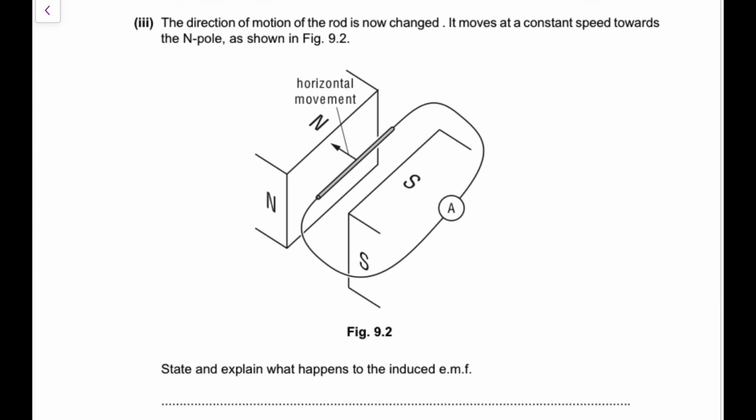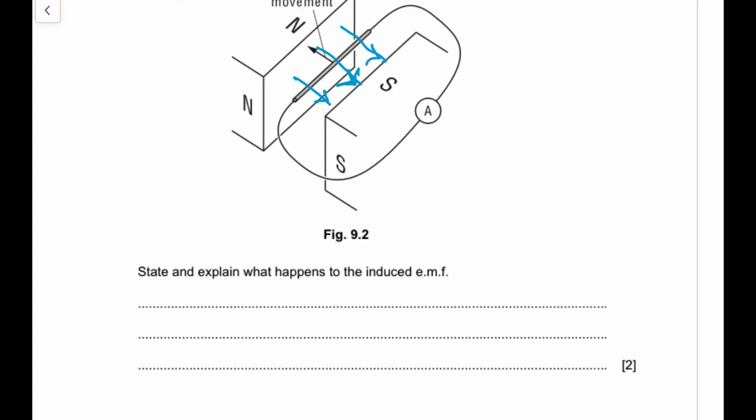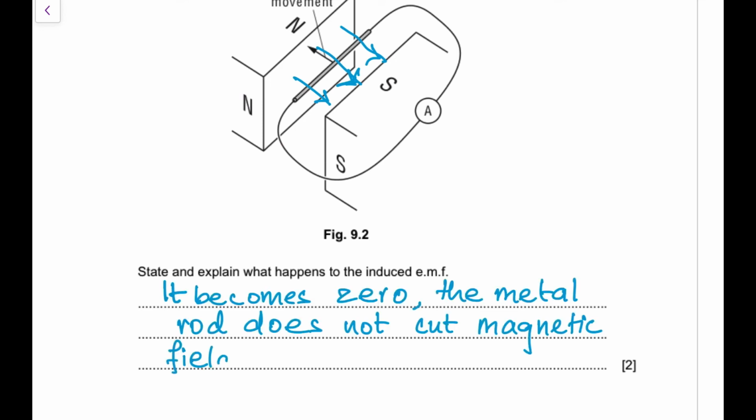3. The direction of the motion of the rod is now changed. It moves at a constant speed towards the north pole as shown in figure 9.1. State and explain what happens to the induced EMF. Now, as you can see, you've got the field lines that are parallel to the motion of the conductor. Now, the conductor does not cut across the magnetic field lines, which is why EMF will not be induced, because according to Faraday's law, EMF is only induced when the conductor moves across the magnetic field lines and not along them or parallel to them.